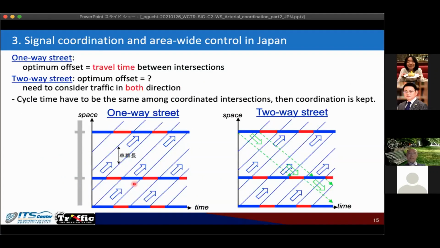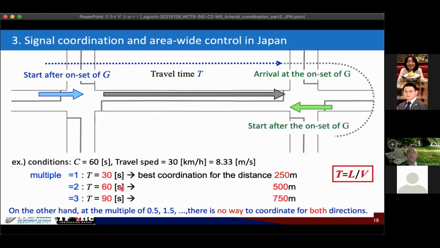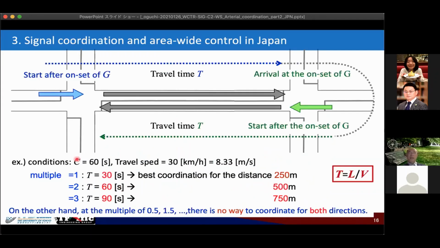Okay, this is just a textbook story. For a one-way street, the coordination is very easy. But for two ways, if we give the right of way to the north traffic, the south traffic cannot be met with the best coordination. So this is the issue: how to set the offset. The simple idea is that the return travel time should be a multiple of the cycle time. So set some cycle time, then the best coordination distance is determined by this with a given travel speed, because the travel time is given by length divided by the speed.